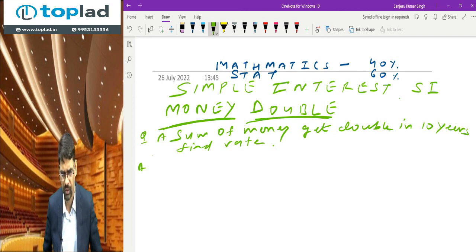In this question we asked double. It might be 40 times, it might be 30 times. Then what will we do? For that situation, like 40 times, 100 times, 200 times, you have to remember the formula.